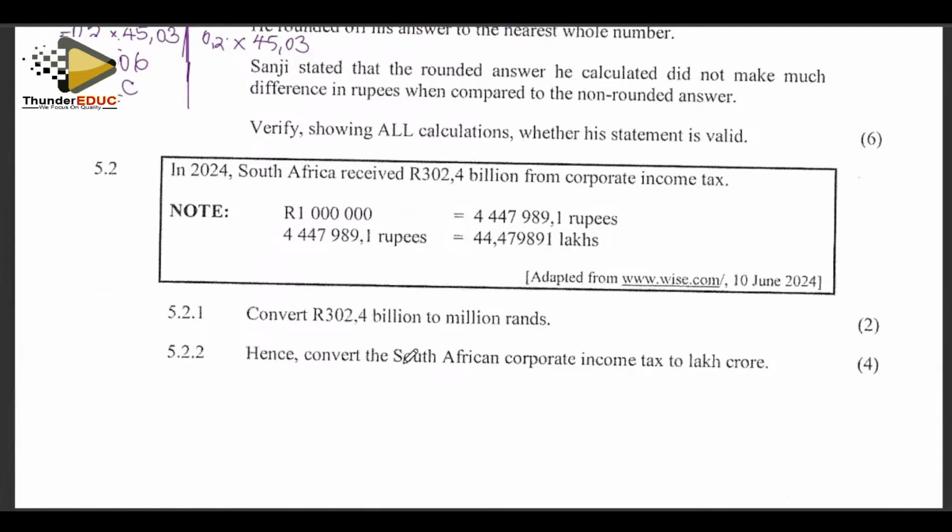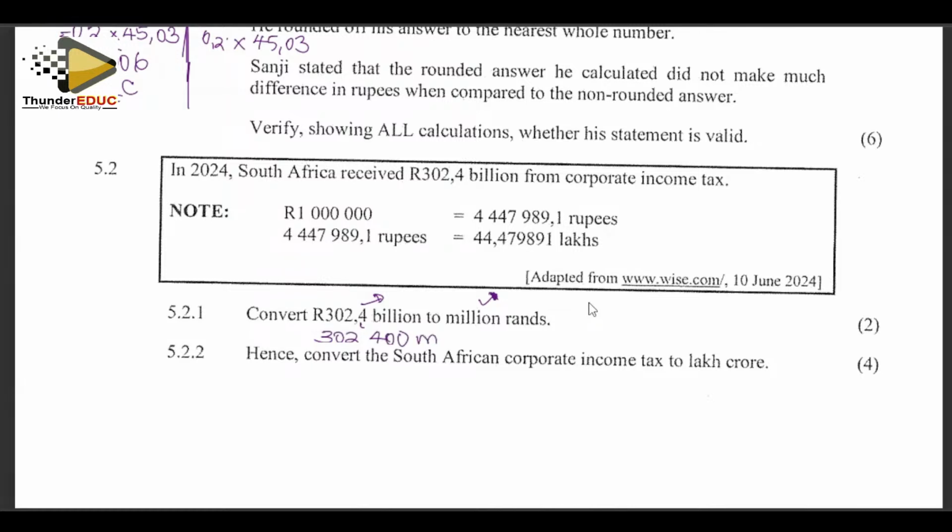Okay. We look at question number 2. In 2024, South Africa received 302.4 billion. They convert this to millions. Now remember, a billion has 9 zeros. So if these are billions and you want them to become millions, of the 9 zeros, we shall lose 3, which becomes a million. So indeed, now if you lose 3, of the 9, you're remaining with 6. Of these, you're going to lose another 1 because there's a comma here. So the answer becomes this much.